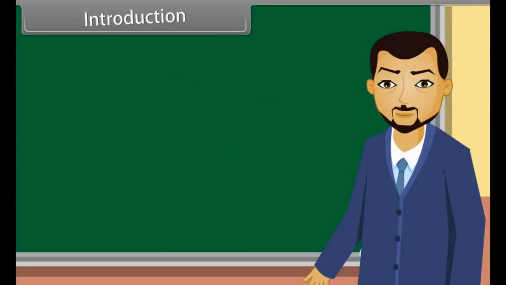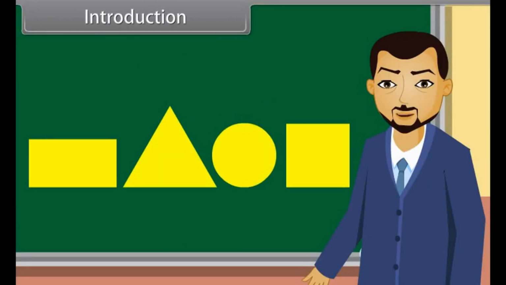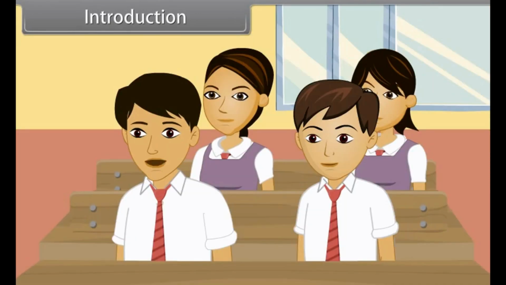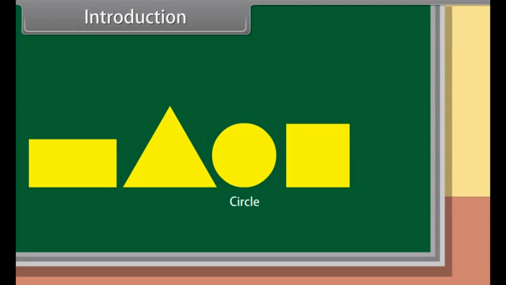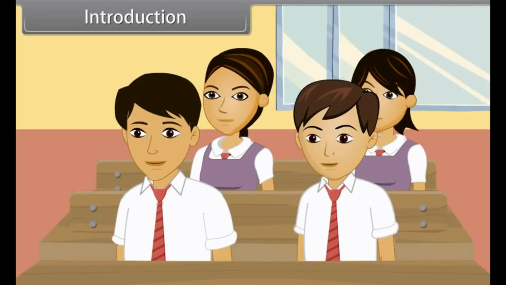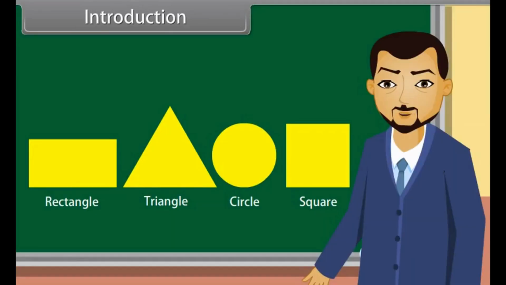Introduction. I will draw some shapes on the blackboard. You have to tell me their names. This is a circle. And this is a rectangle. This is a triangle. And this is a square, sir. You know that all these figures are plane figures.